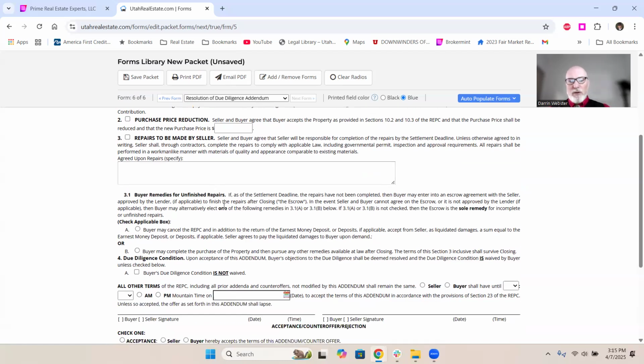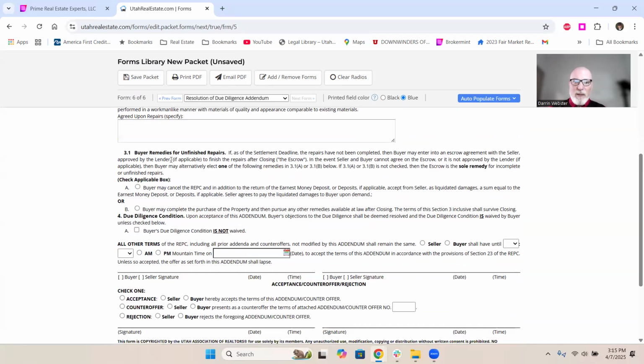Because this, you'll notice, states buyer remedies, if as of settlement the repairs have not been completed, the buyer may enter an escrow agreement with the seller approved by the lender, if applicable, to finish the repairs after closing. In other words, the seller has to agree that a certain amount of money is going to be withheld by title to complete those. And then as the repairs are completed, they send the contract to title for title to pay out. And then if money's left over after all the repairs are done, then that amount is of course refunded to the seller. If they run out of money, the seller still has to pay for those repairs. And again, this may be based on lender approval.